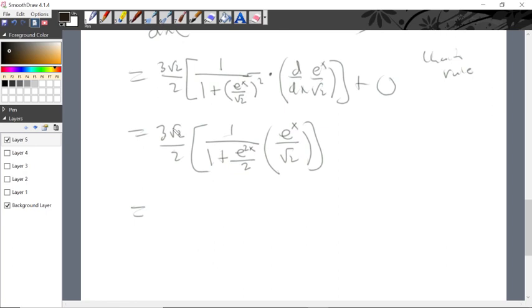So we have a root 2 in the front here, and we have a root 2 in the denominator over here. So those are going to cancel each other out. Okay. We have the numerator is 3e to the x, and the denominator, we can distribute this 2 to these two terms. In the denominator, we're going to get 2 plus e to the 2x. And that is exactly our original integrand then.